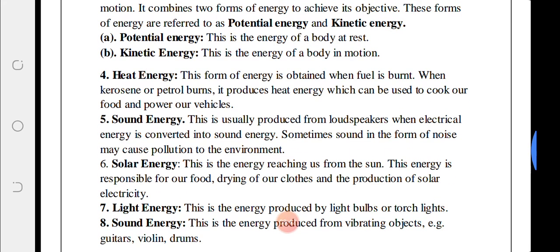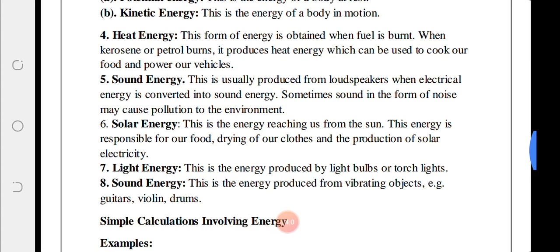Another form of energy is called the heat energy. The heat energy is a form of energy obtained when fuel is burnt. So when you burn something, or you're using your gas cooker to cook something, the energy gotten from that is called heat energy. When kerosene or petrol burns, it produces heat energy which can be used to cook our food and power our vehicles. Then we have the sound energy. This is energy we get from our loudspeakers when electrically converted into sound energy. Sometimes sound in form of noise may cause pollution to the environment. That is just an addition.